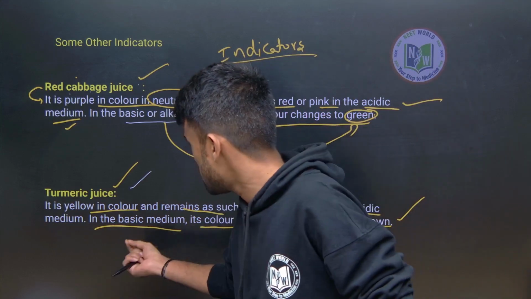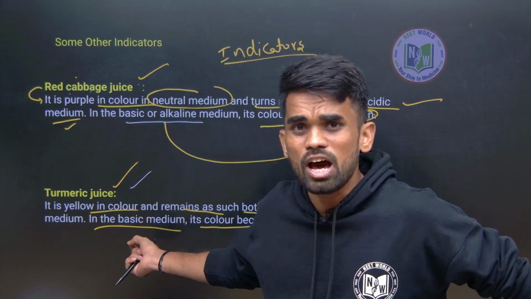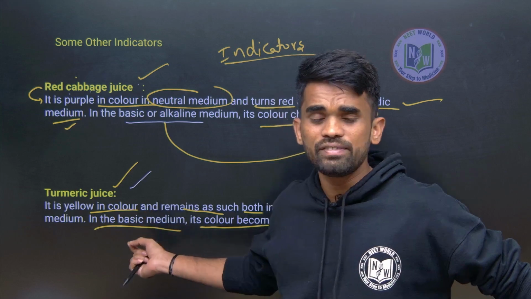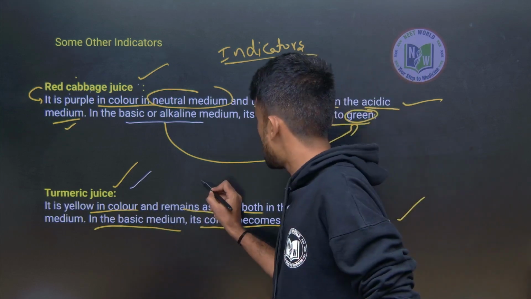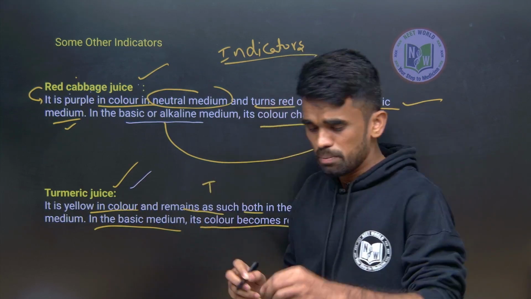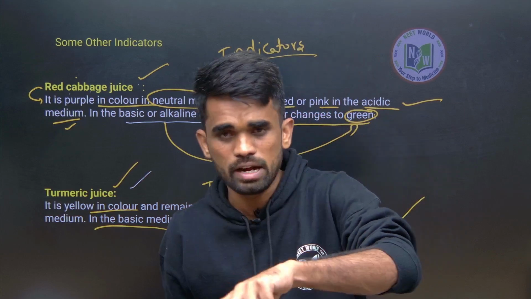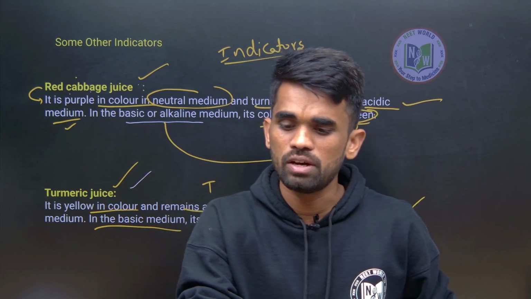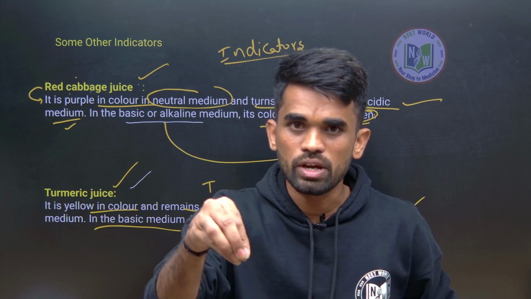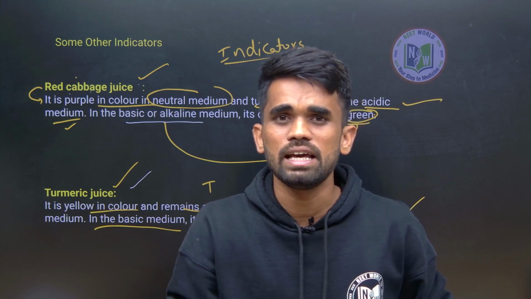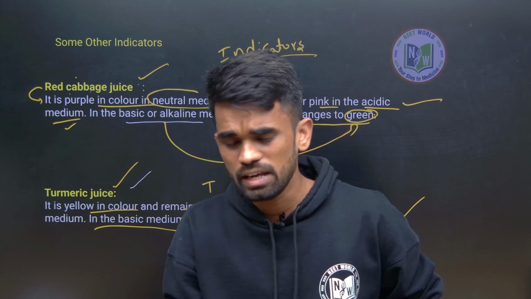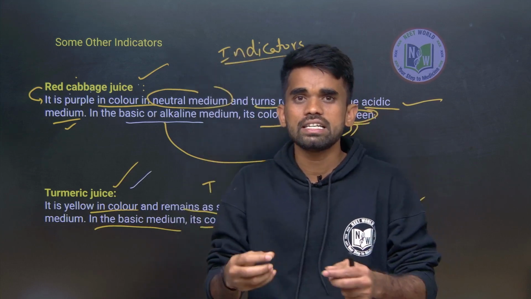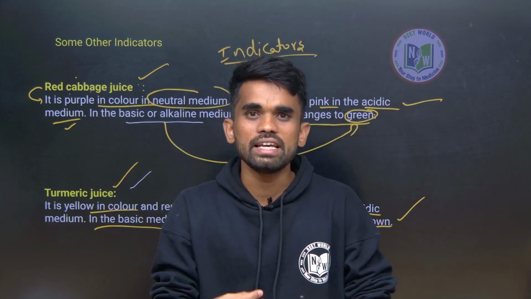This is just a normal activity you can do at your home also. Just take some turmeric powder, put it in the water and make a solution. Now take some amount of detergent powder and add it. Detergent powder generally has some basic nature, or any basic compound you can take, just add that. So you will be seeing red color.